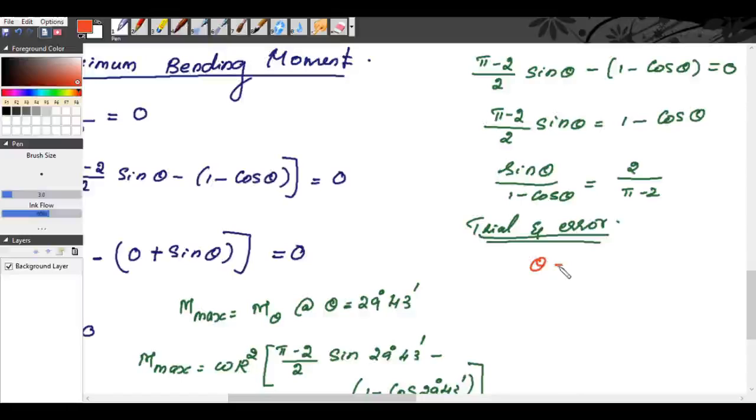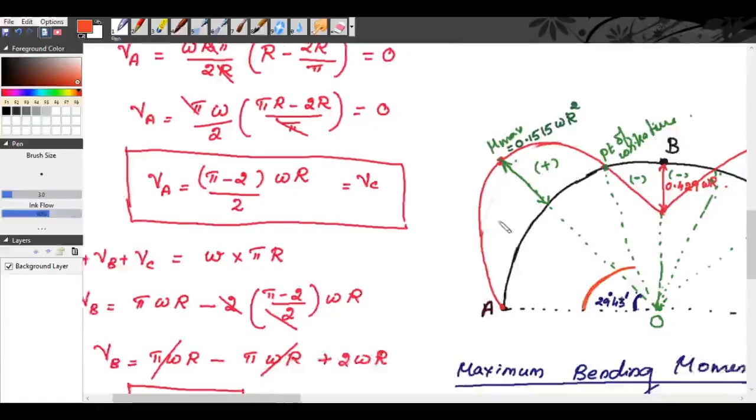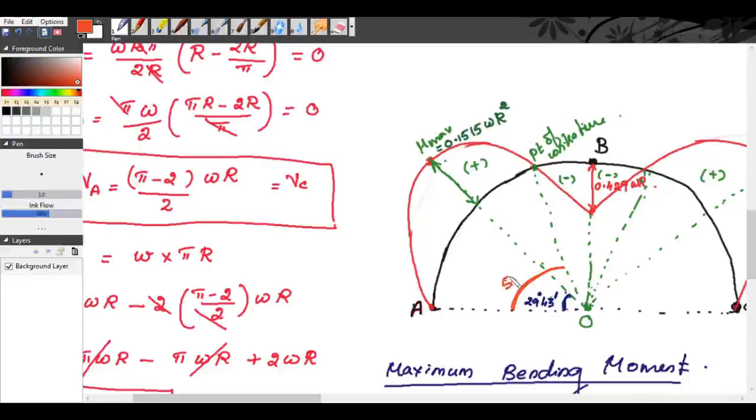So here for this case, this bending moment will be equal to 0 when theta is equal to 59 degree 27 minutes. This is obtained by trial and error method. Okay, trial and error method. Substitute the value for pi. Then you substitute different values of theta. So it is 59 degree 27 minutes. Right? So here the point of contraflexion. Where is that? Okay. So the point of contraflexion occurs at an angle of 59 degree 27 minutes.